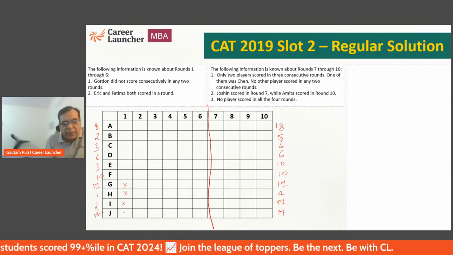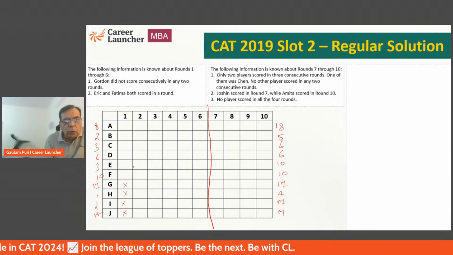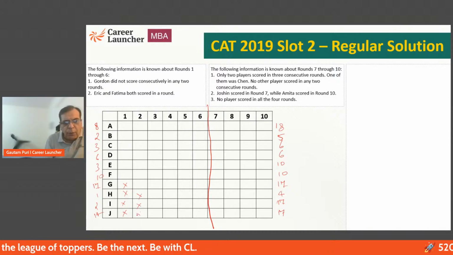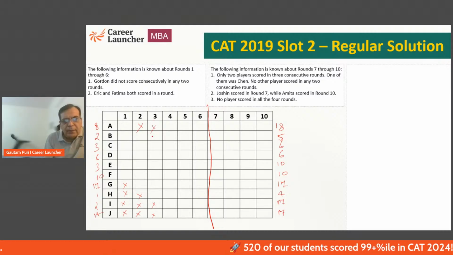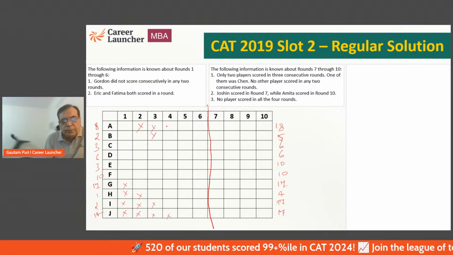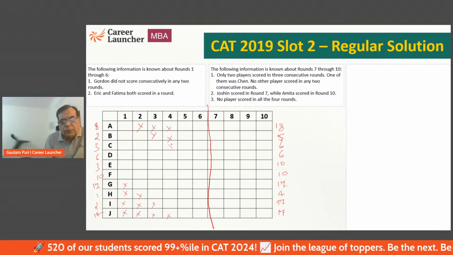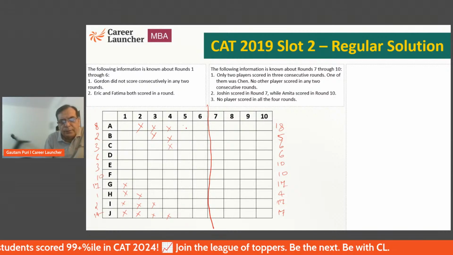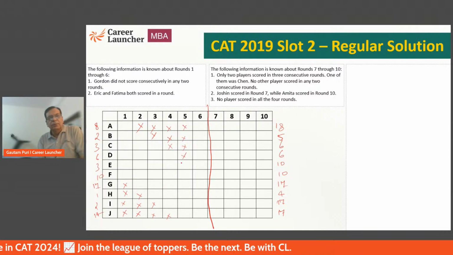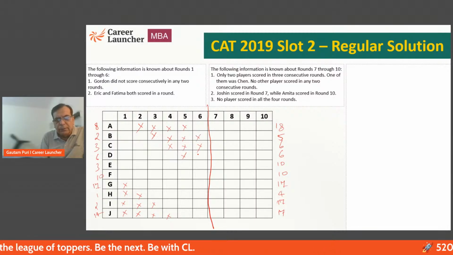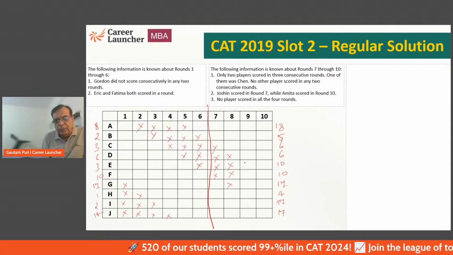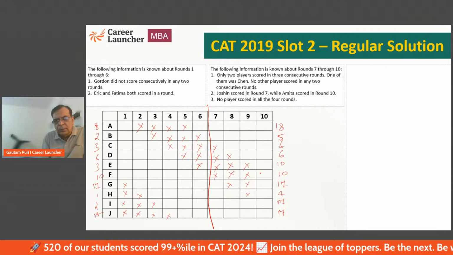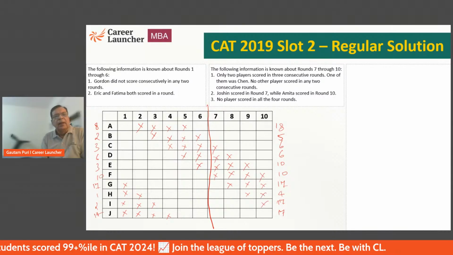These players did not participate in round 1. Round 2, 2 to 7 would have participated. That means these 4 players would not participate in round 2. Round 3, similarly. Round 4. Round 5. And round 6. Okay, let me just complete this. So let's look at the regular solution first.